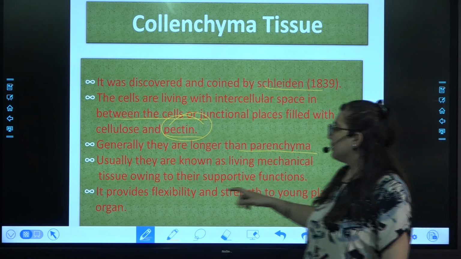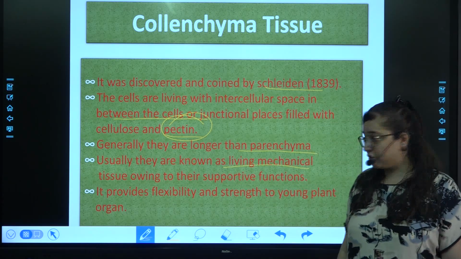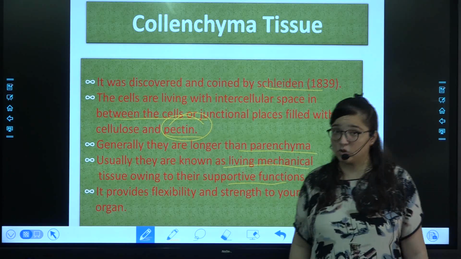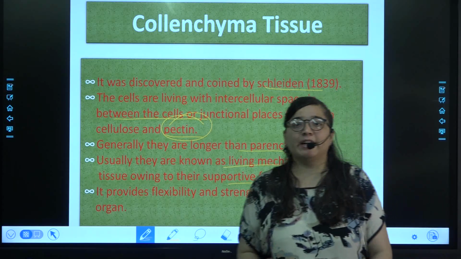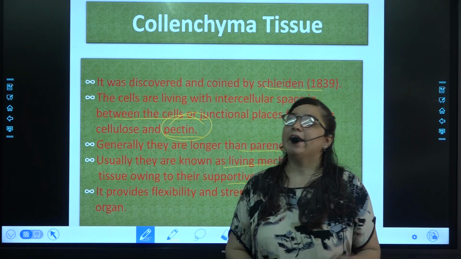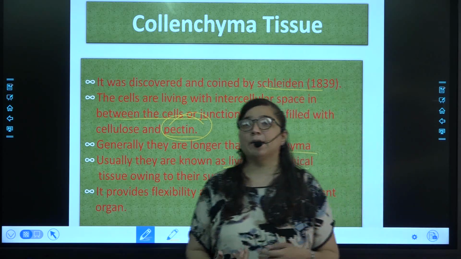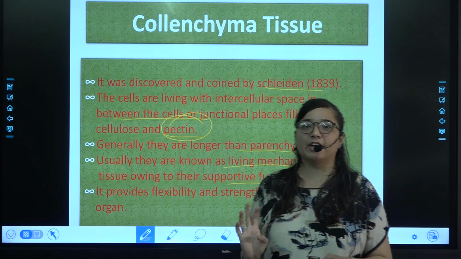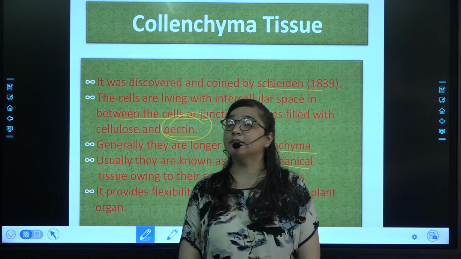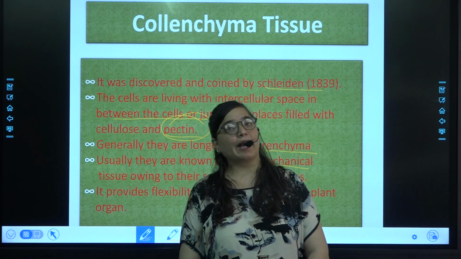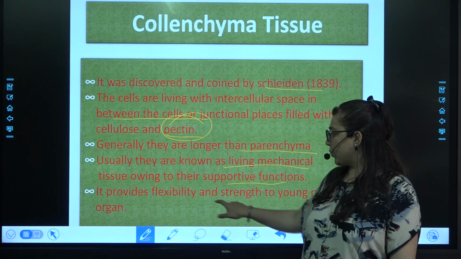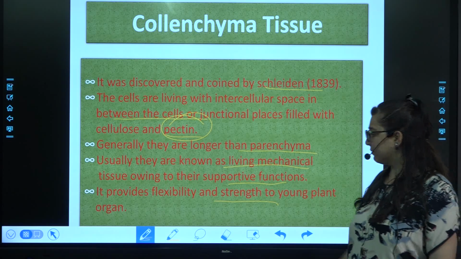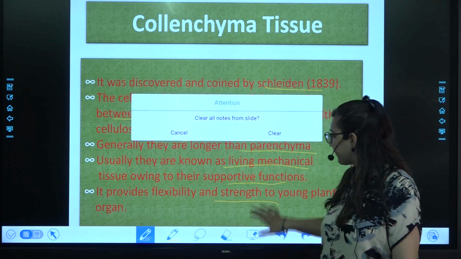If we talk about the tissue, then they are living mechanical tissue, and they have a supportive function, as we saw. For each and every tissue, whenever you are writing a short note, each and every tissue is somehow providing mechanical strength to the plant. So whenever you forget to write any particular thing, you can just write the basic common thing about any tissue, that it gives mechanical strength to the plant, and it also provides flexibility and strength to the young ones, that is, whatever part is growing.